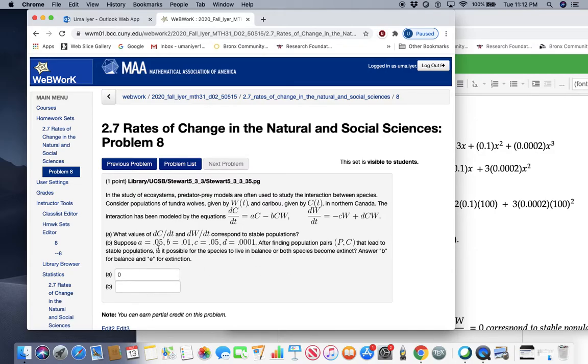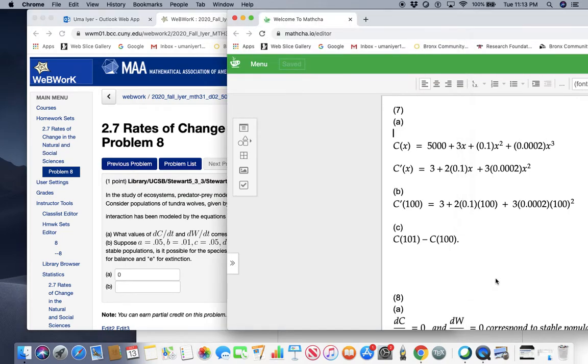Now, suppose A is 0.05, B is 0.01, C is 0.05, D is 0.0001. After finding the population for wolves and caribou respectively that lead to stable populations, is it possible for the species to live in balance? Answer B for balance, E for extinction.